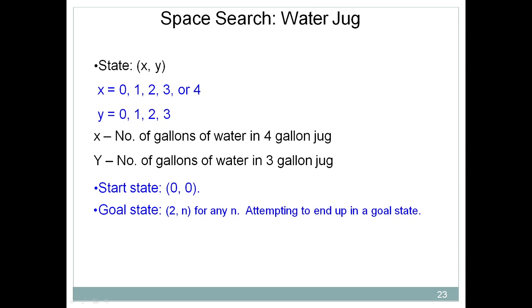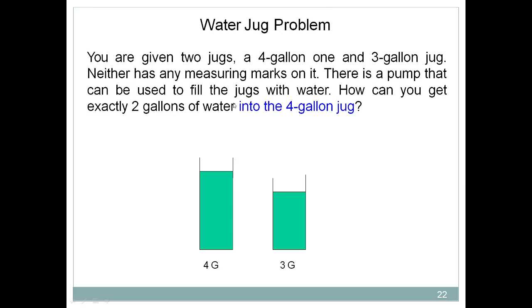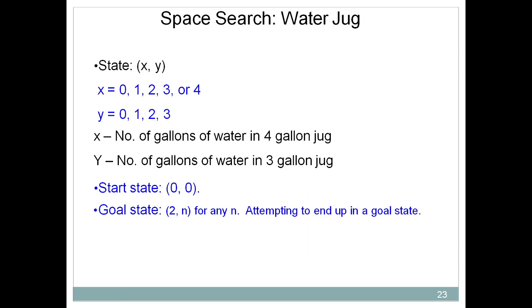Starting state means initial state. Initially, both the jugs are empty, because nothing is given in the problem statement that initially the 4 gallon jug consists of 2 gallons of water or 1 gallon of water. Such kind of thing is not there. That's why here the initial state is 0, 0, meaning the value of x is 0 and the value of y is 0. This is the initial state.